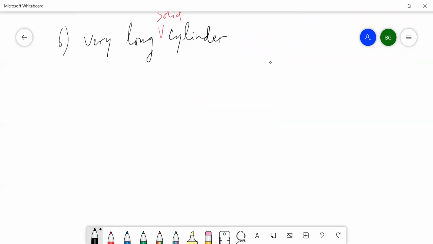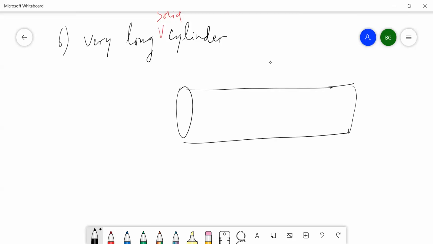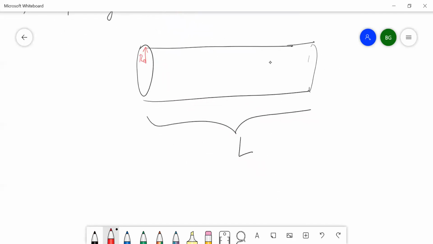Okay, so this is this one. This is the length L. We have the radius R0, for example. So it means that a very long rod means that the length L is much larger than its radius.